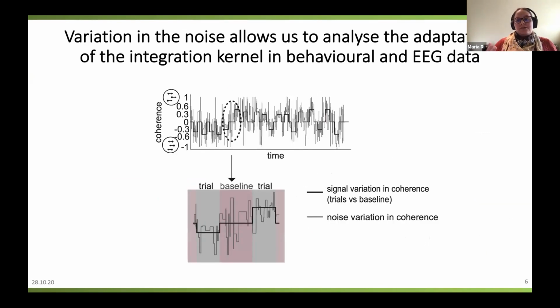So now we need to think about how do we analyze this data, and how do we get these integration kernels from the behavior, but also from EEG out of this data. And for this, the noise is very, very important. So the noise is this gray line here that wiggles around the signal, and that's the actual coherence that participants see on each frame. And very importantly, I have complete control over this noise, and I know exactly what happens on each frame. And this variability in the noise is, in the end, what allows me to analyze the integration kernel in the behavior, but also look at the EEG signal.